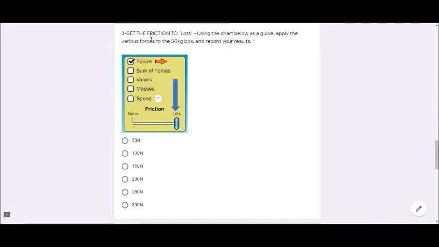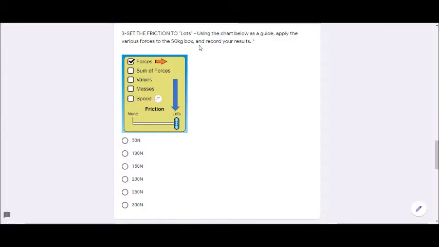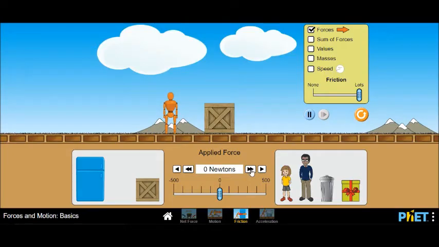All right, now we're going to set the friction to lots. So let's reset. Set the friction to lots. And then we're going to apply all of these different forces, and we're just going to keep going up until we see when it moves. So here we go. You ready? I'm going to put the sum of forces up here also. I think when the sum of forces changes, that's when we know it'll be motion, because it won't be balanced.